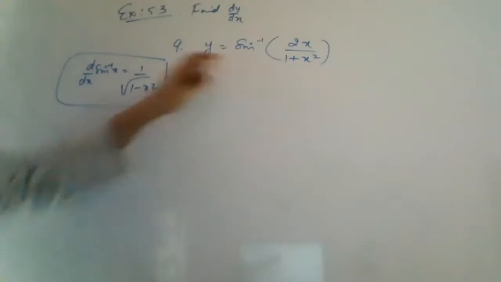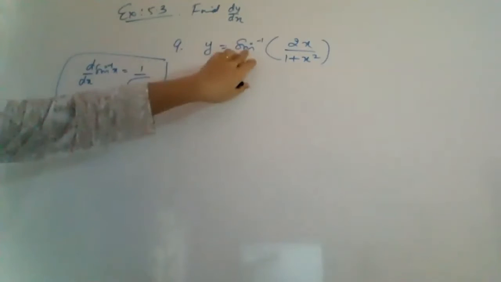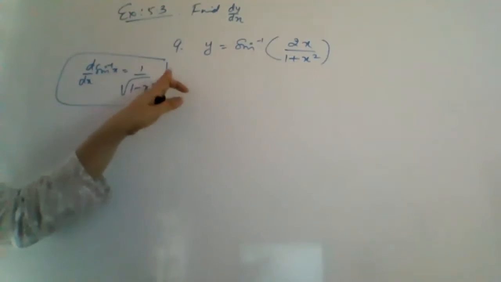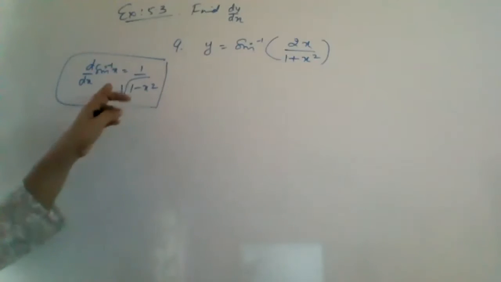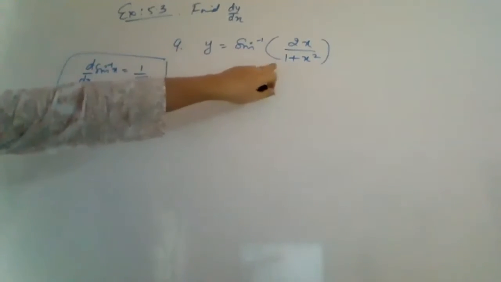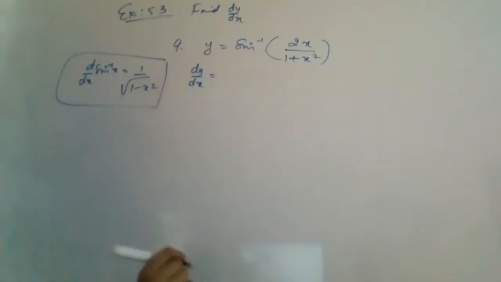Or else you can just use the method in which we have differentiated sine inverse x, that is taking sine inverse to the other side, which will give you sine y is equal to. Then you can differentiate. I'm just using this property, this derivative, for doing this. So I can just directly write what dy by dx is equal to.